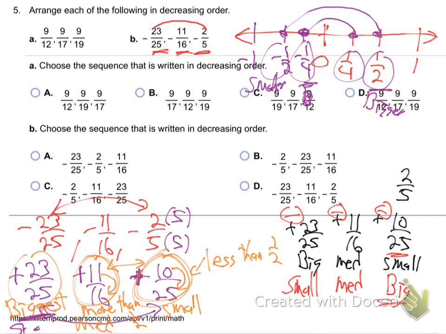Biggest one, which is the negative 2/5. That's the biggest, so that guy should be in the front. The medium should be 11/16ths, that one. And the smallest should be the negative 23/25ths. There's our option, like that.